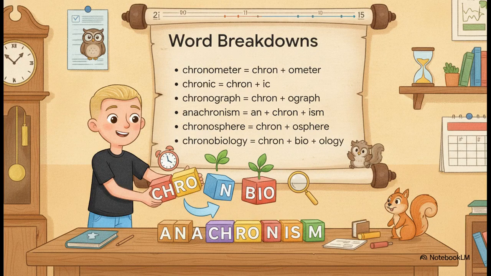And this exact logic works for even bigger words, like chronobiology. Break it down. Chron is time, bio is life, ology is the study of time in living things. Or take anachronism. AN means against or backward, chron is time, ism is a condition of being backward in time. Break them down and they just surrender their meanings instantly.